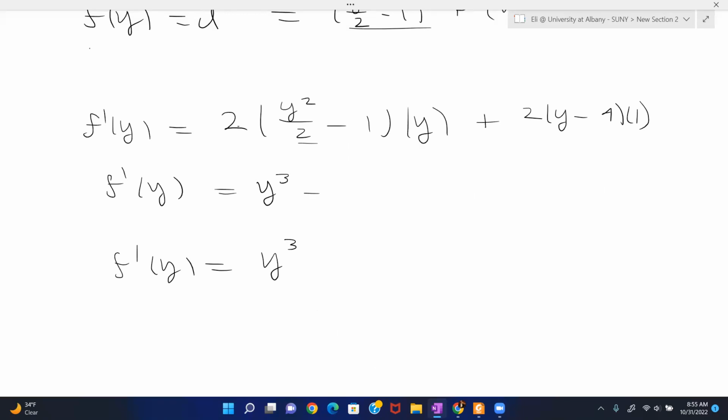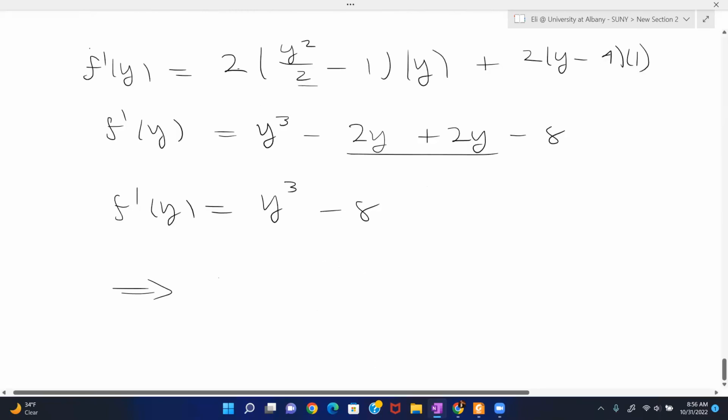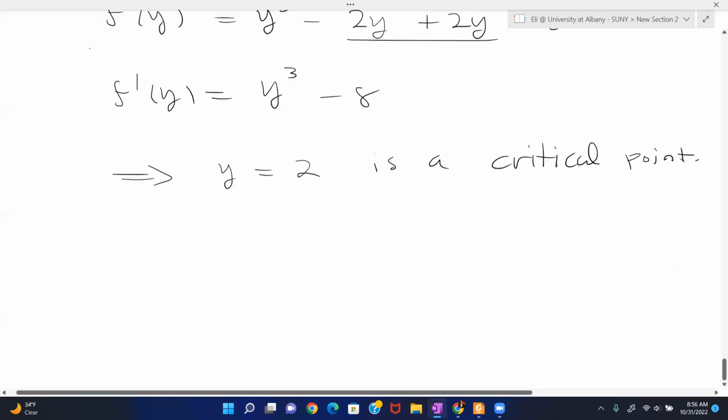So we get the y cubed, and then it's going to be minus 2y, not just 2, it's going to be 2y, plus 2y minus 8. These cancel, and then you just have negative 8 left. So that implies that y equal to 2 is a critical point. So this is where a minimum or maximum could occur. Not guaranteed to occur there, but just could. So we have to use the first derivative test to determine whether or not this is a minimum or a maximum.